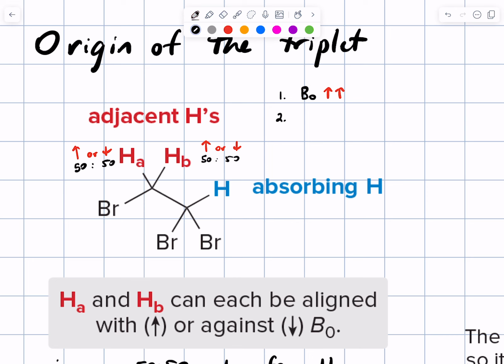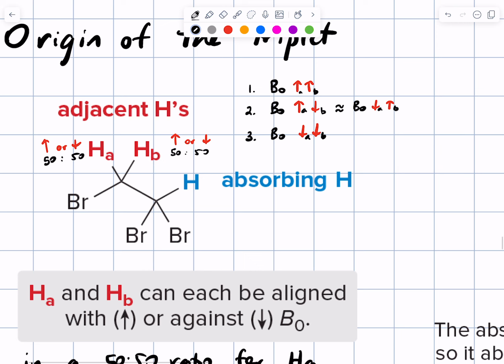It can experience the external magnetic field where A is aligned with and B is aligned against. And it can experience the more or less equivalent situation in which A would be aligned against and B would be aligned with the external magnetic field. And then it can, of course, experience the situation where both protons A and B are aligned against the external magnetic field. The probability of any one of these, A or B, being with versus against the magnetic field is 50%.